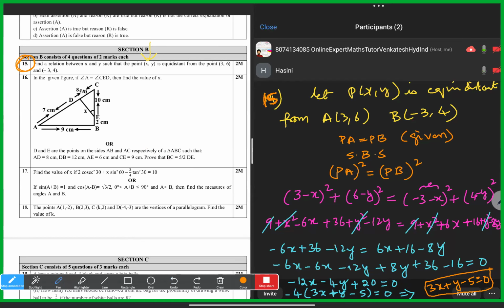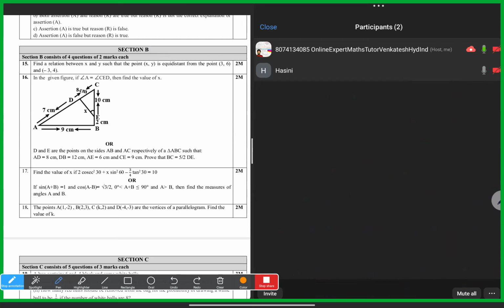So 16th question, it is actually based on triangle similarities. Since we didn't do that chapter, shall I explain it and you'll try to understand, or shall we go to the next one? Okay, we'll go to the next question, sir. We'll go to the next one.